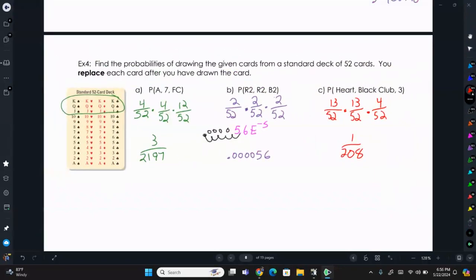So the idea of that, when we have independent events, like if we want this and that to happen, we want an ace and then a 7 pulled, we multiply those individual probabilities to get the probability of the compound event. So that's it for the video.